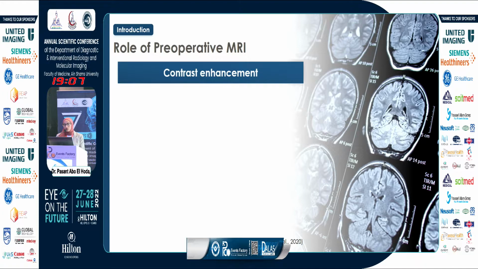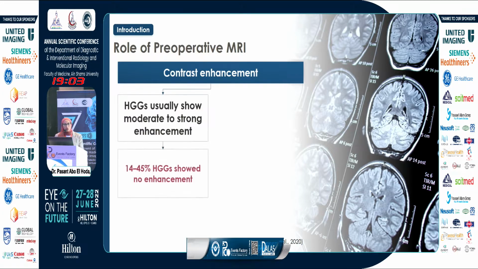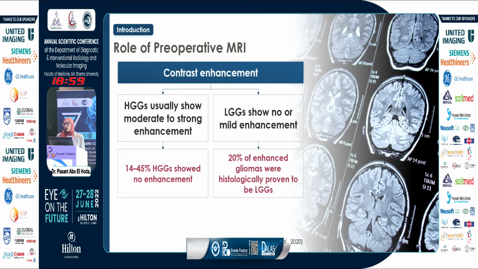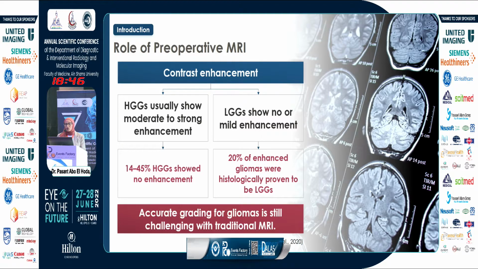MRI is usually the imaging study done preoperatively for diagnosis. High-grade gliomas usually show moderate to strong enhancement, while low-grade gliomas show no or mild enhancement. However, about 50% of high-grade gliomas show no enhancement at all, and 20% of enhancing gliomas were histopathologically proved to be low-grade gliomas. Accurate grading for glioma is still challenging with traditional MRI imaging.